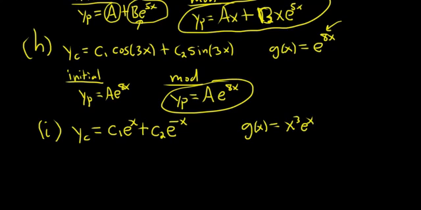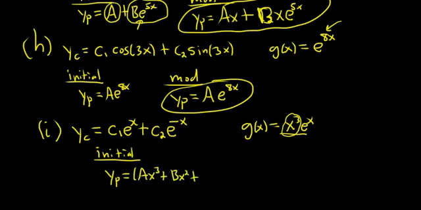Interesting. So the initial this time is based solely on the right-hand side of the DE. This is a cubic, so you need to have a full cubic in your guess. So ax cubed plus bx squared plus cx plus d, e to the x. That's our initial. So now we'll do our modified, and we need to see if there's repetition. You might say, well, this is a cubic, there's no repetition, but no, yes there is.